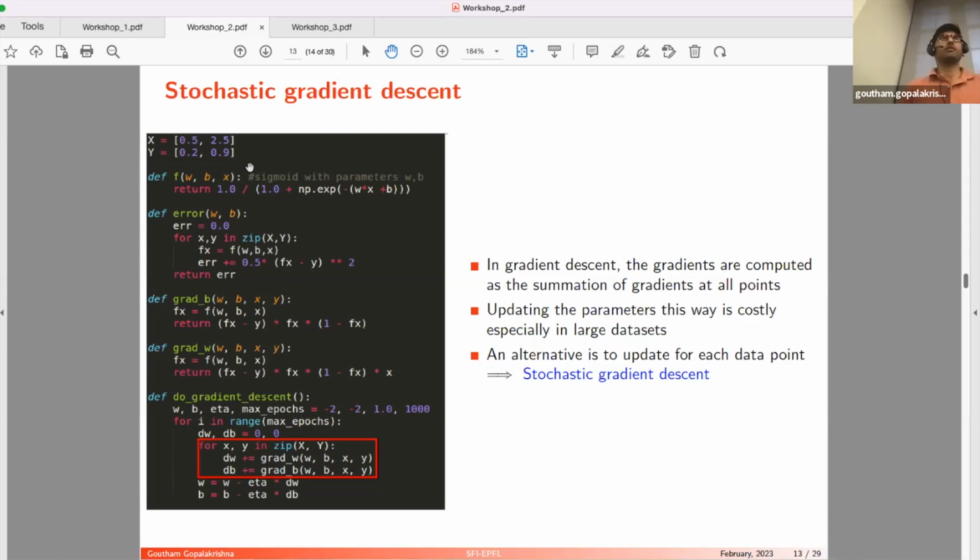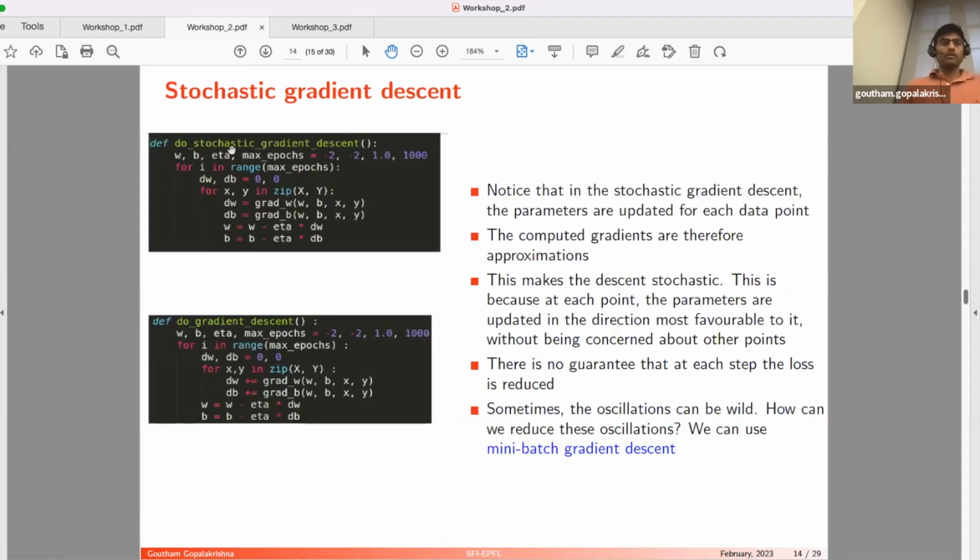So when you code it, instead of the gradient descent where for each update you compute the gradients after seeing all the observations, see here, for each X, Y, you compute the gradient and you keep accumulating, and then you update. So you're making very few updates if you want to wait for 1 million observations.